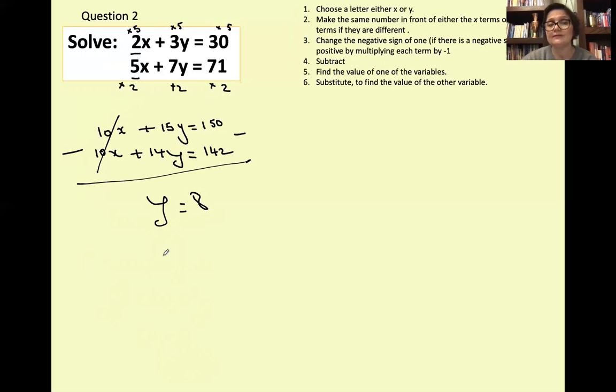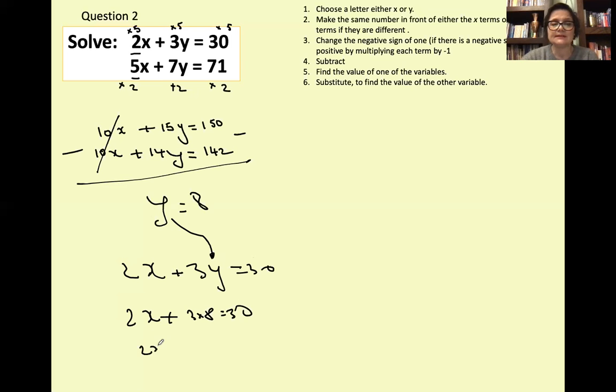We need to find the value of x. And as I said previously, I'm going to choose the first one because the coefficients are smaller, less work for me, okay? So there you go, I'm going to choose 2x plus 3y equals 30. Substituting y here to be able to find the x. So 2x plus, y goes here, right? 3 times 8 equals 30.